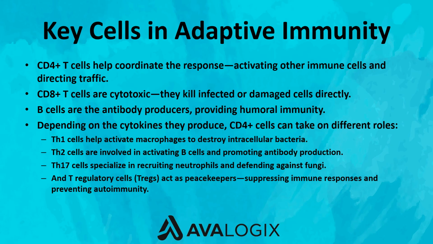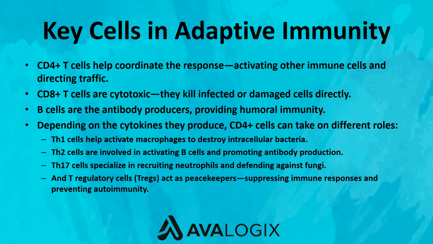Once activated, they release cytokines, those chemical signals we talked about earlier, that orchestrate the entire immune response. Depending on the cytokines they produce, CD4+ cells can take on different roles. Th1 cells help activate macrophages to destroy intracellular bacteria. Th2 cells are involved in activating B cells and promoting antibody production. Th17 cells specialize in recruiting neutrophils and defending against fungi. And T regulatory cells, TREGs, act as peacekeepers, suppressing immune responses and preventing autoimmunity.